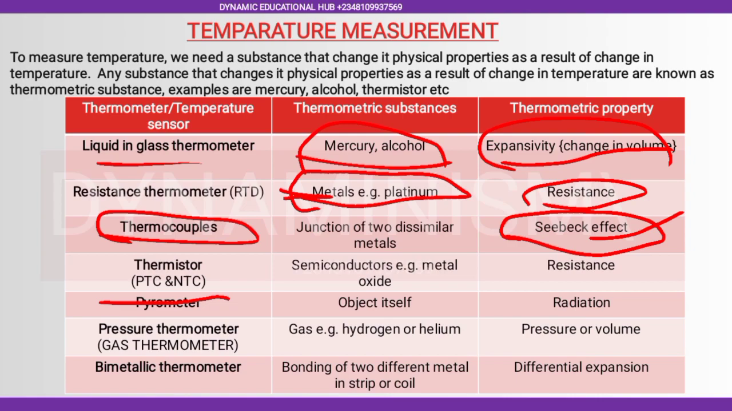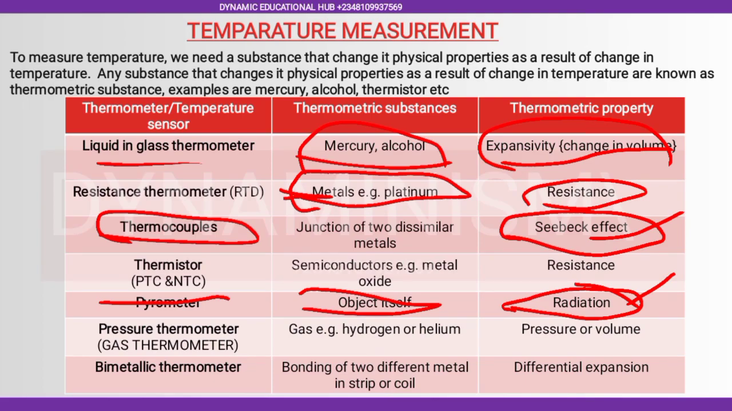So the thermometric substance here is the object itself, and it uses radiation to measure temperature. This one is coming from the Stefan-Boltzmann law. Nobody will ask you any question on this. I'm just explaining this for knowledge's sake.